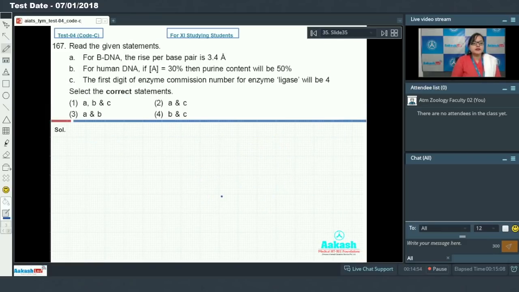Question 167. Read the given statements. Statement A. For B DNA, the rise per base pair is 3.4 angstrom. This statement is correct. Statement B. For human DNA, if molar concentration of adenine is 30%, then purine content will be 50%. So we are going to calculate this with the help of Chargaff's rule.